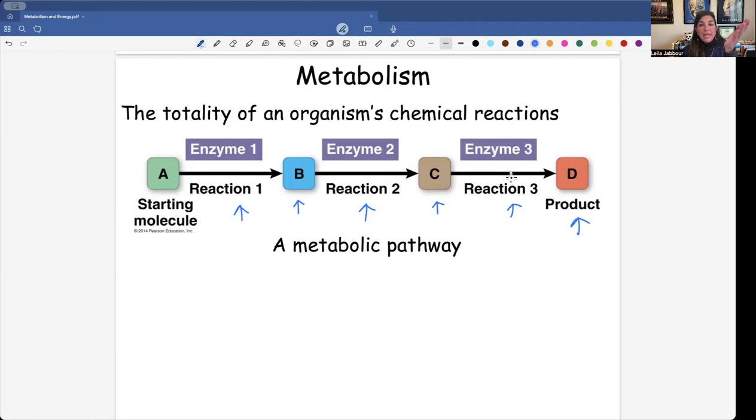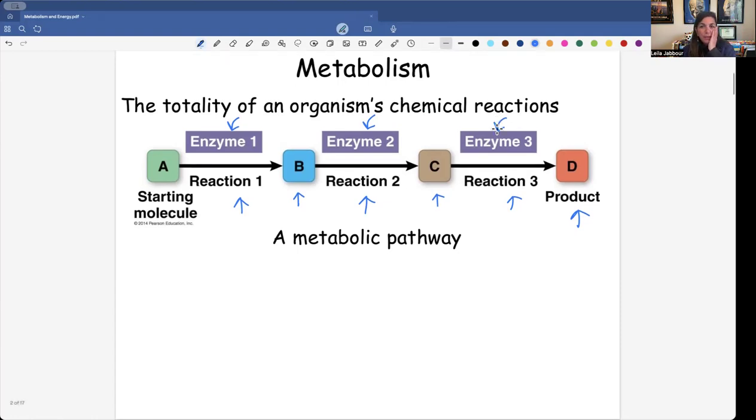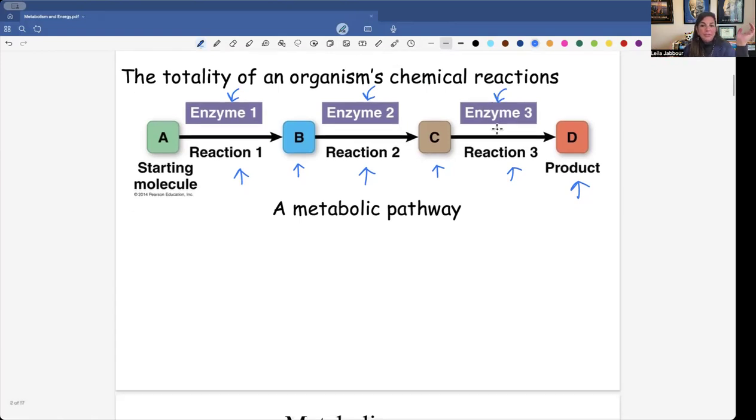reaction. And each one of these chemical reactions requires, most of the time, an enzyme. And enzymes are proteins. We've seen that in previous chapters. Enzymes are made out of proteins. And the function of an enzyme is to catalyze a chemical reaction, meaning to make it go faster. And we're going to talk a little bit about that today. So the totality of all of these reactions is called metabolism.